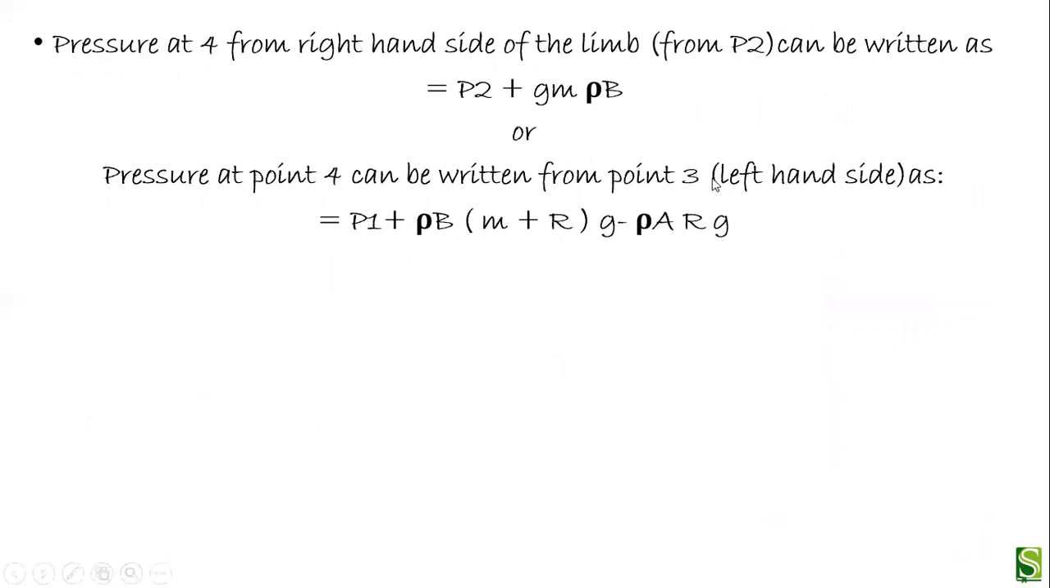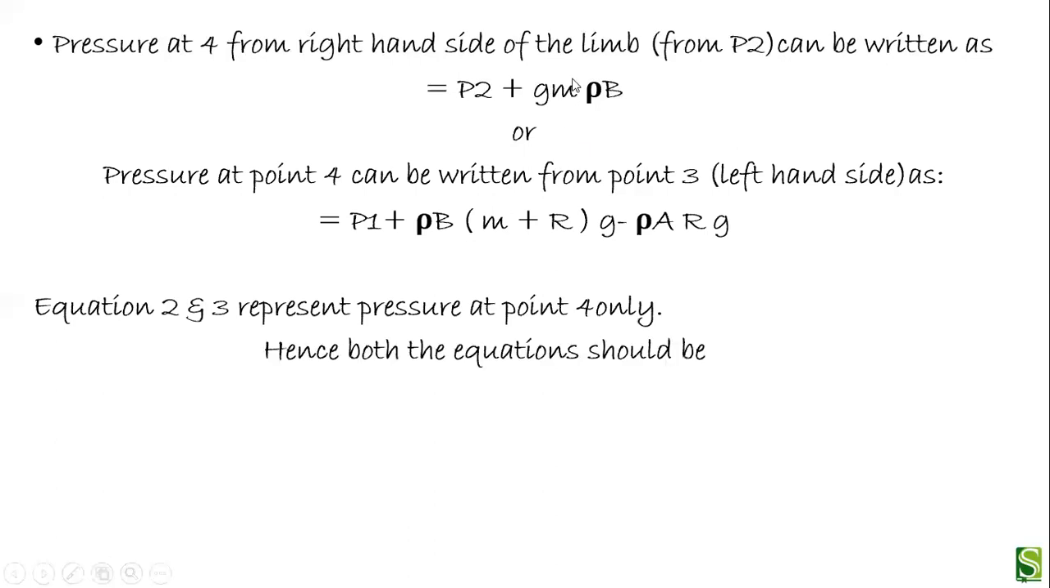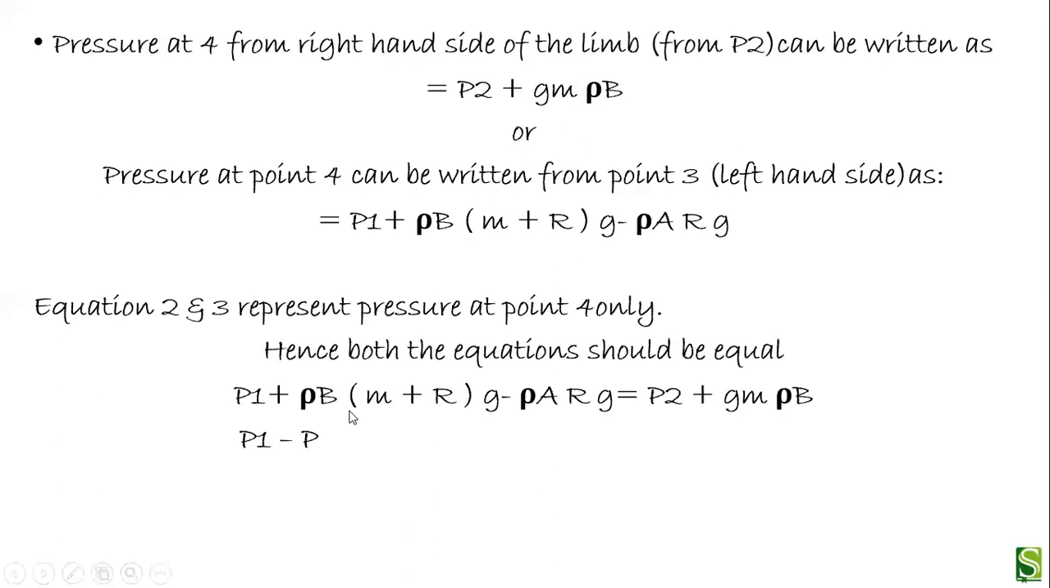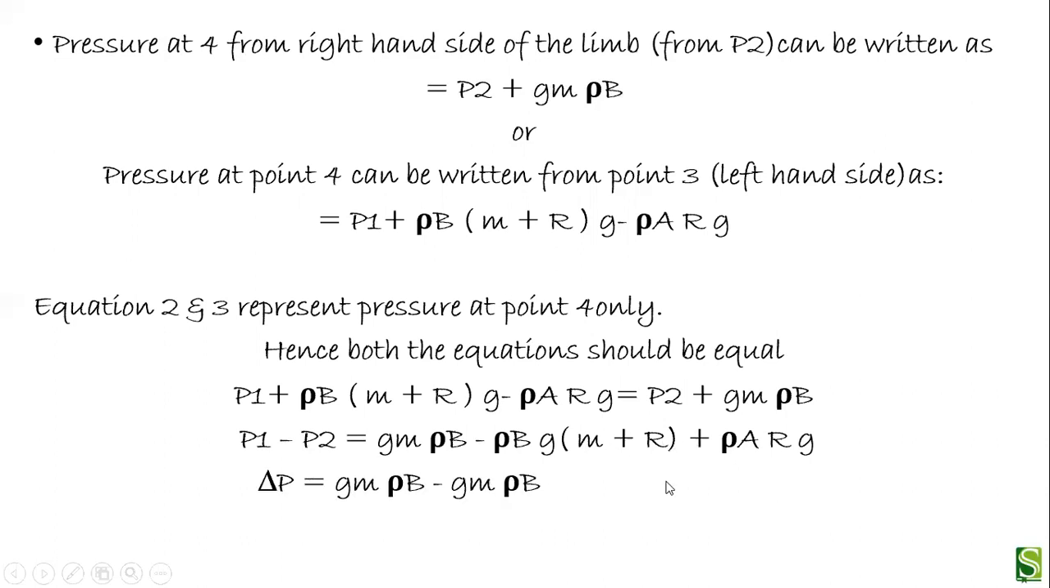Now why do we have this minus R? Because we need the current distance, which is M, so we have subtracted it. So equations 2 and 3 both represent the pressure at point 4 only. Hence we can equate both sides, and if we equate them, then finally we can write P1 minus P2 is equal to G M rho B minus (G rho B g) into (M plus R) plus rho A R g. Now we can simplify it further.